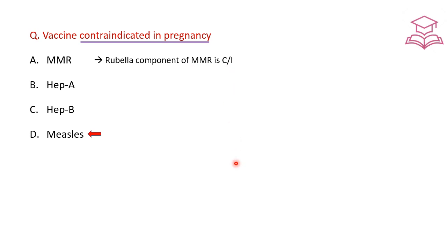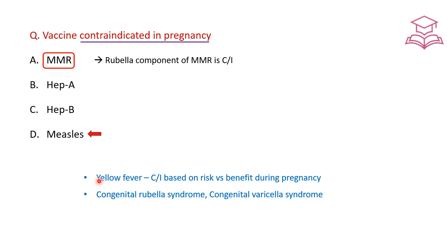So the answer is MMR, and we know that if there was a yellow fever option, it is contraindicated based on the risk versus benefit during pregnancy. During travel, we give yellow fever vaccine, otherwise it is contraindicated. And when MMR is given, congenital rubella syndrome can occur in the baby. And the varicella vaccine, which is also a live attenuated vaccine, is contraindicated in pregnancy; it gives rise to congenital varicella syndrome.